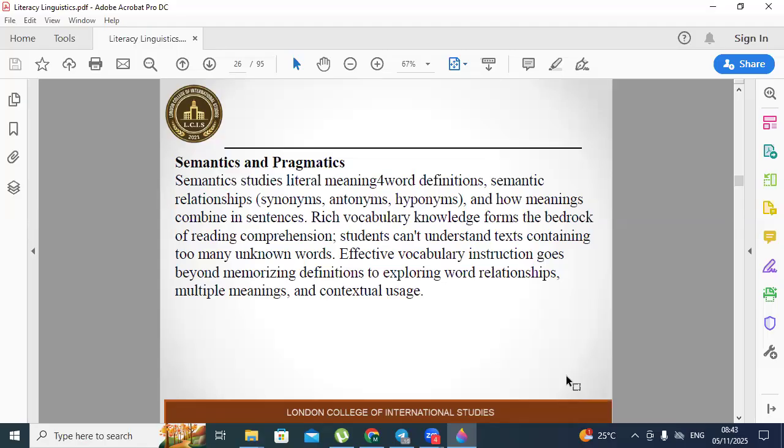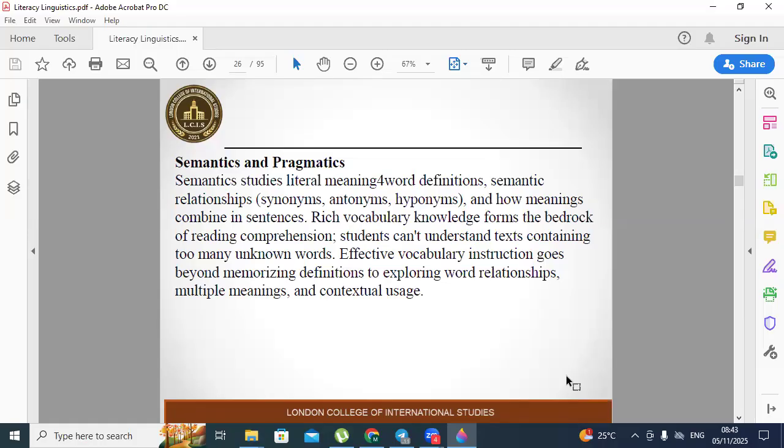Rich vocabulary knowledge forms the bedrock of reading comprehension. Students simply cannot understand text containing too many unknown words. Research suggests that readers need to know about 95% of words in a text for adequate comprehension, and 98% for comfortable independent reading.